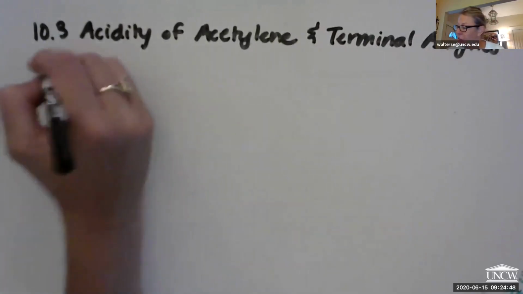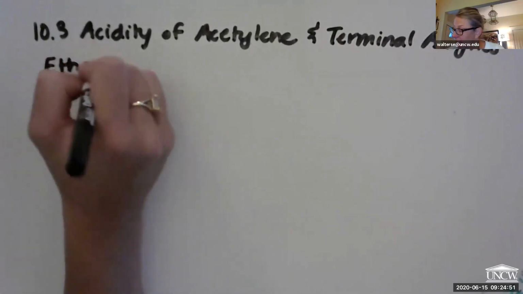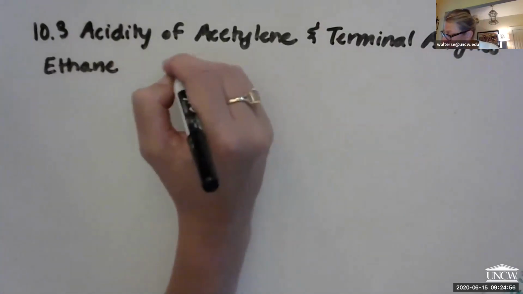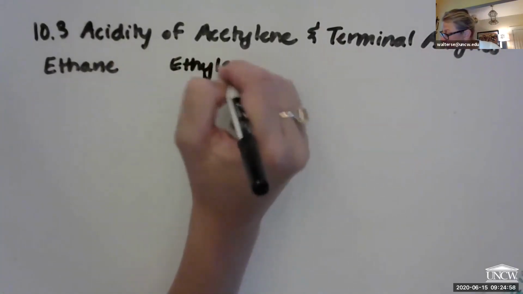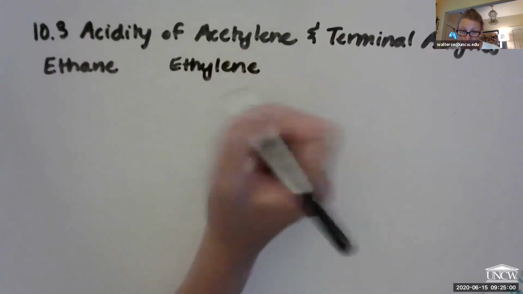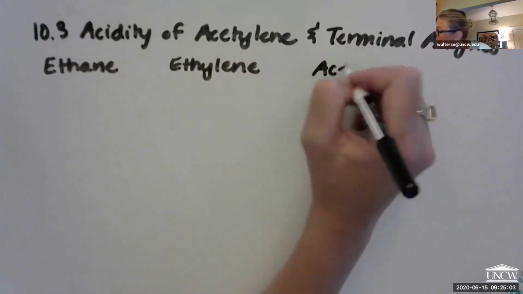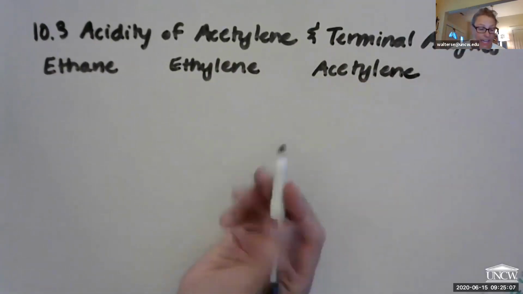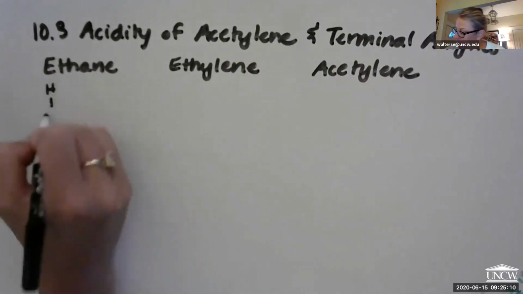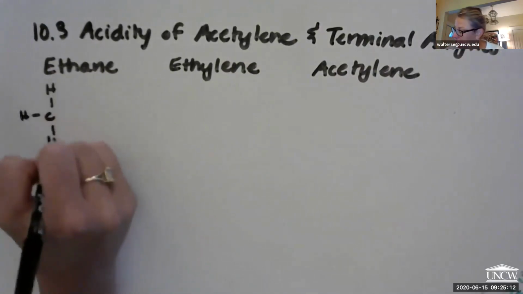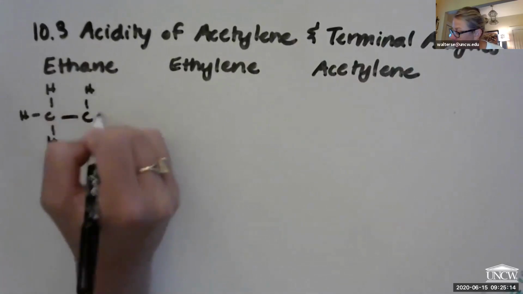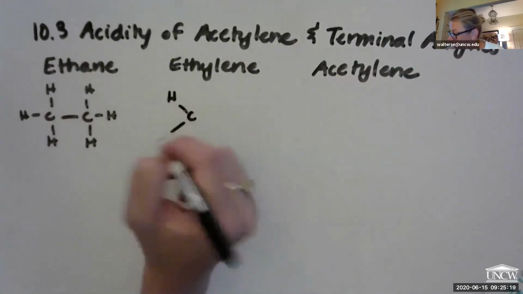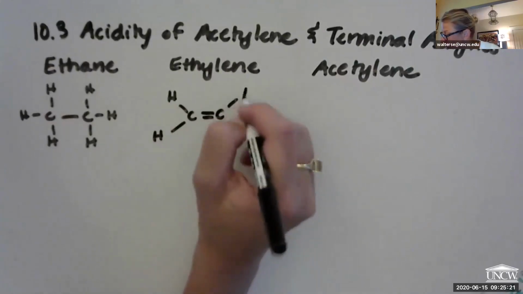Okay, and where we're going to start is looking at the set of 2 carbon molecules. So ethane, ethylene, which is the common name for ethene. You could call it ethene if you wanted to. And then acetylene is the common name for the alkyne. So if we draw our Lewis structures, we're doing this for clarity just so that we can discuss acidity and see the protons that we're talking about.